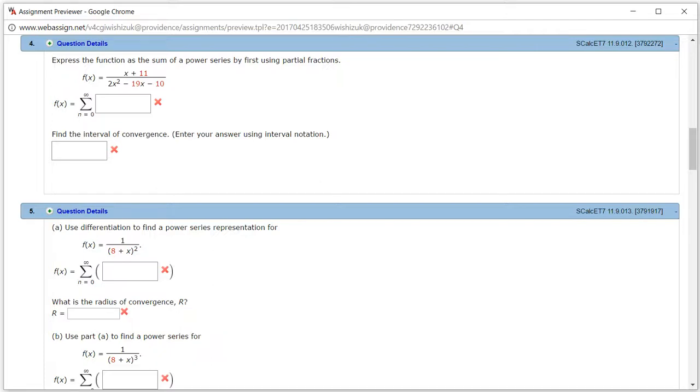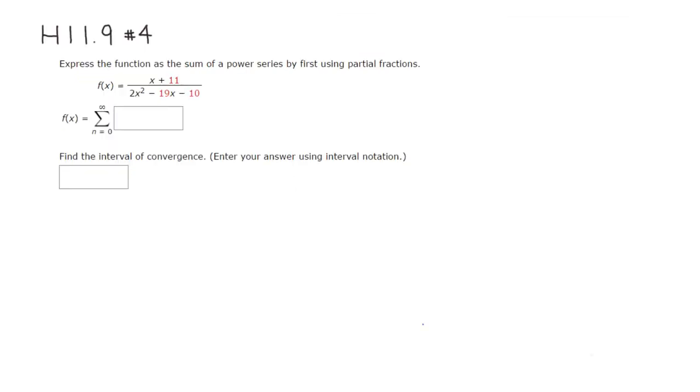Alright, let's look at homework 11.9, problem number 4. We want to use partial fraction decomposition first, then find the power series from there. So let's do that. We have to split this into two smaller fractions. I'm going to call it A over something and B over something.